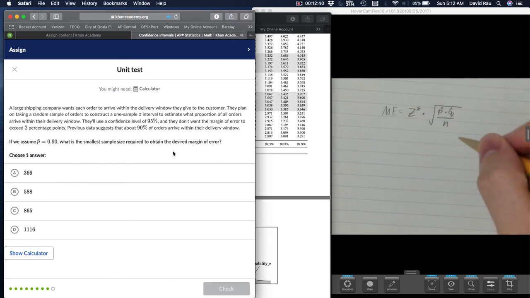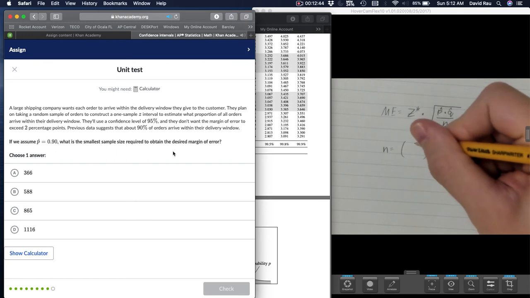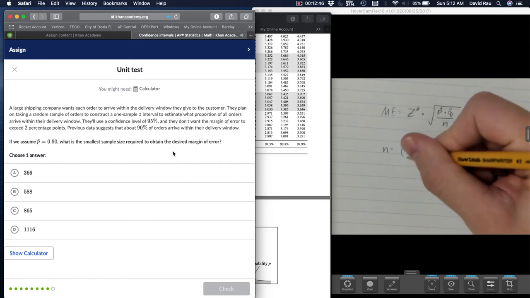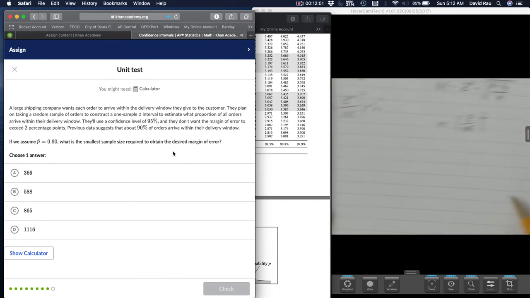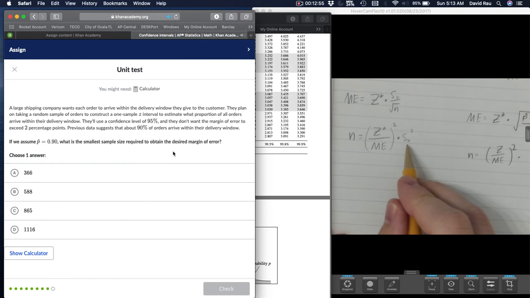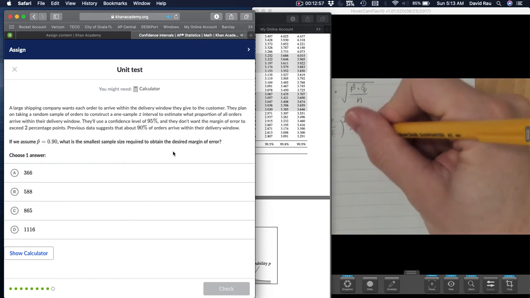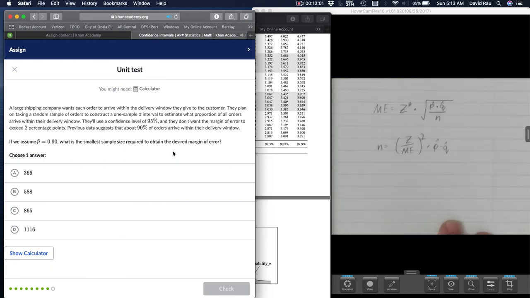Now this same setup, if you solve it for n, you'll end up getting, and you'll see why I wrote the first one like this instead of putting everything in there, you'll get z over me squared, just like before. And this time, instead of standard deviation squared, you get p hat times q hat. Okay, so there we go.